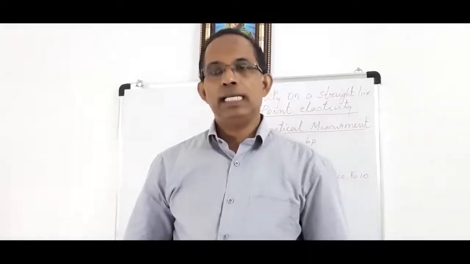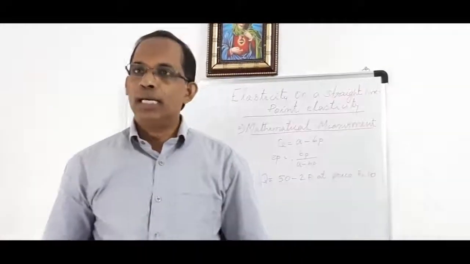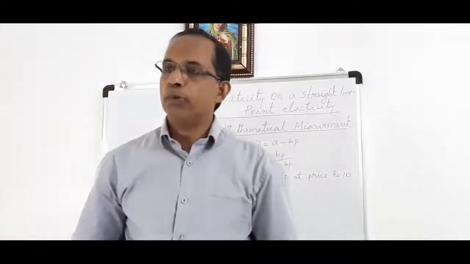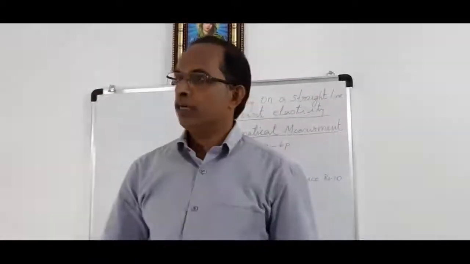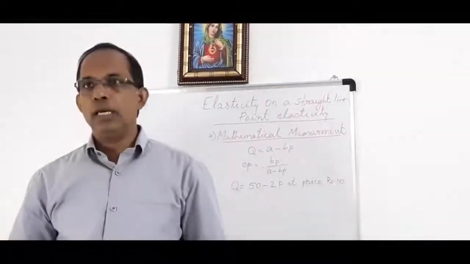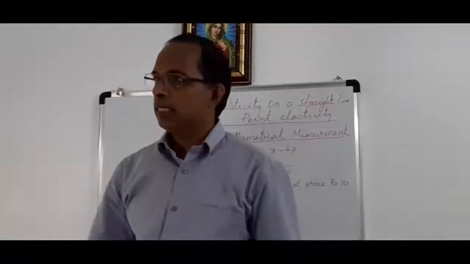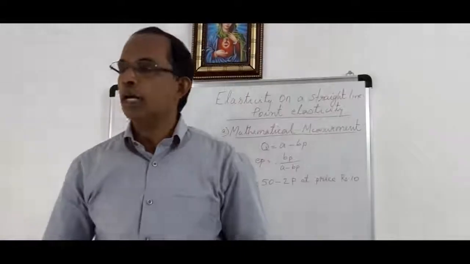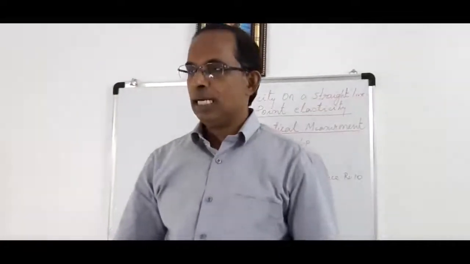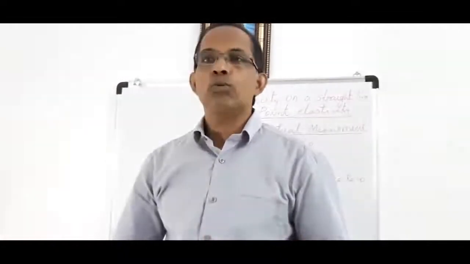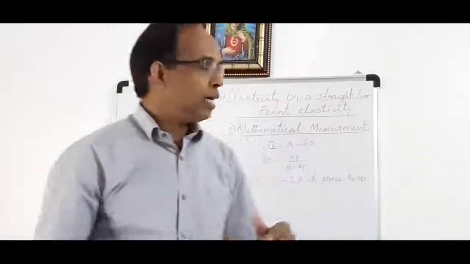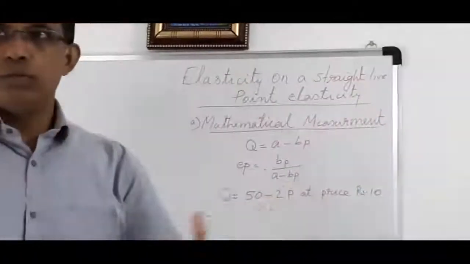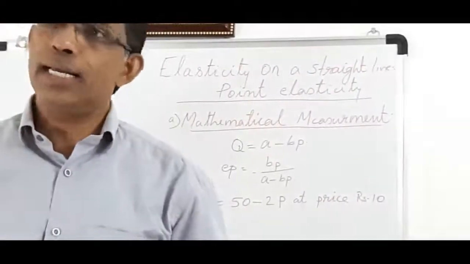Students, in the previous class we have studied how to calculate elasticity by using the proportionate method. Do you remember the formula for calculating elasticity by using the proportionate method? Yes, EP is equal to delta Q divided by delta P by Q, correct. Now we study another method of calculating elasticity, that is elasticity on a straight line. How to calculate elasticity on a straight line?